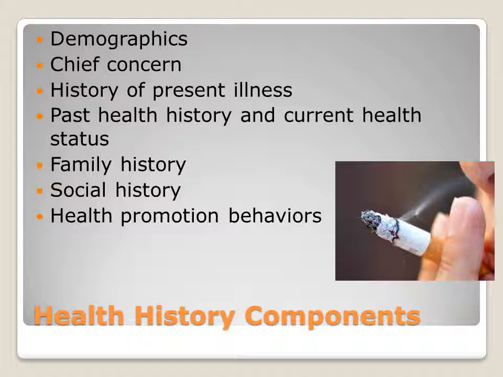Past health history and current health status. Do they have any allergies? What surgeries have they had? Childhood illnesses, medications, what's their diet? Are they a smoker, or what is their alcohol intake? Family history. Health information of immediate relatives. Social history. What are their support systems, and what's their spiritual health? Health promotion behaviors, diet, exercise, safety equipment use.